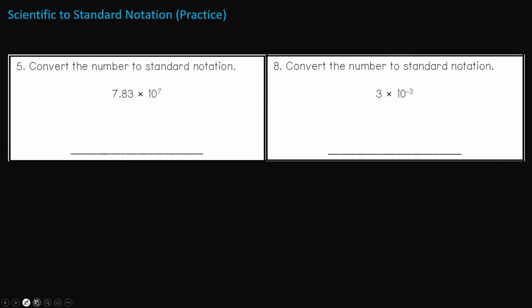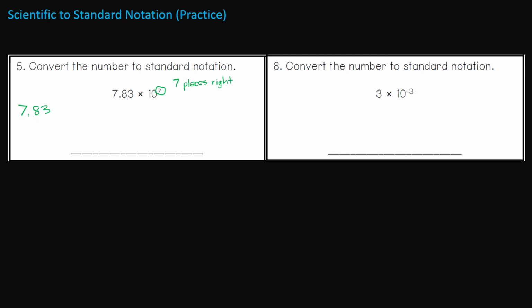Let's try out a couple more examples. So we are going to convert the following from scientific notation to standard notation. We are given 7.83 times 10 to the 7th power. I'm already seeing that that is going to be a very large number, which means I need to move the decimal to the right. So I'm going to take the number 7.83 and write it here. This 7 means I'm moving 7 places to the right because it's a positive 7.